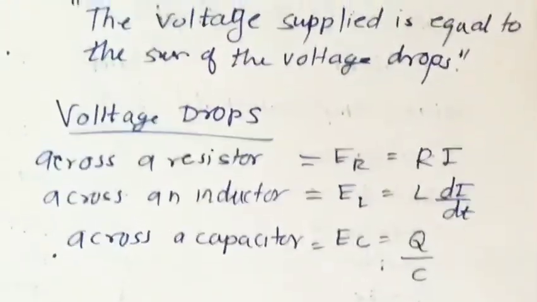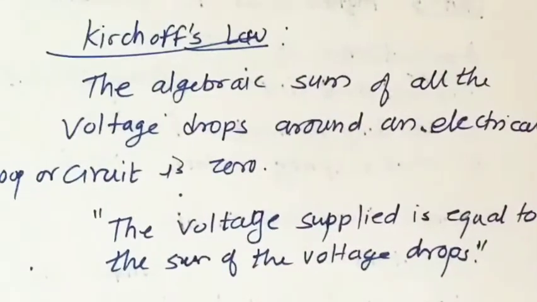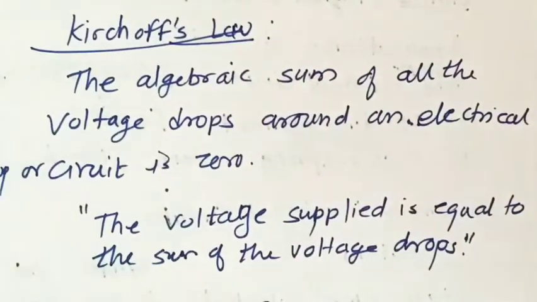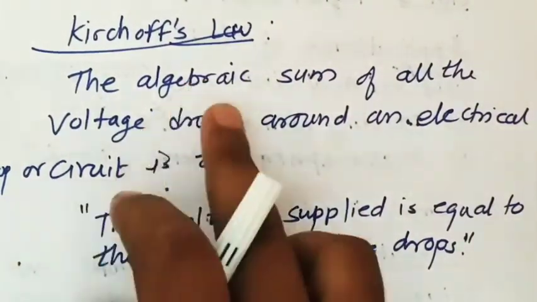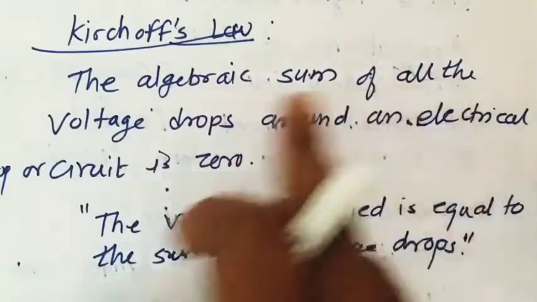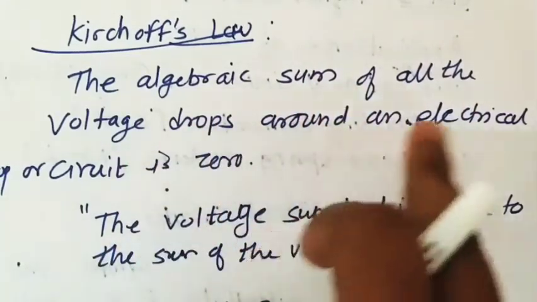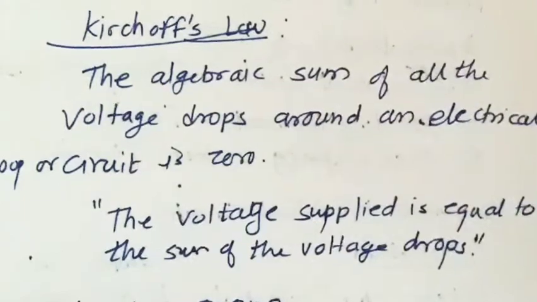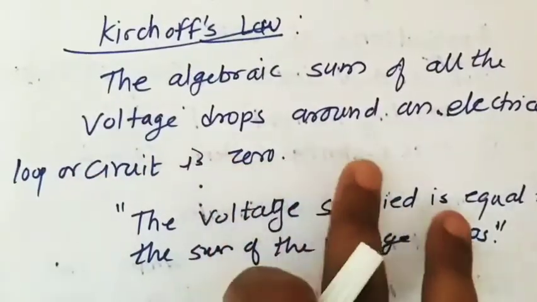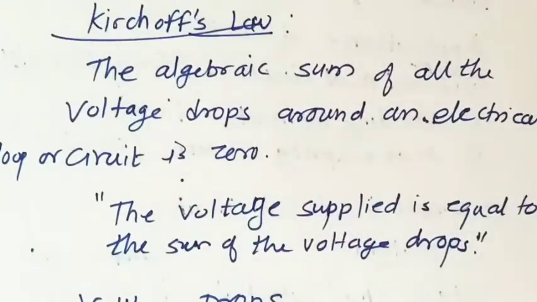Next, one law we use in examples is Kirchhoff's law for electrical circuits. It states that the algebraic sum of all the voltage drops around an electrical circuit or loop is 0. This is the voltage law, Kirchhoff's voltage law.